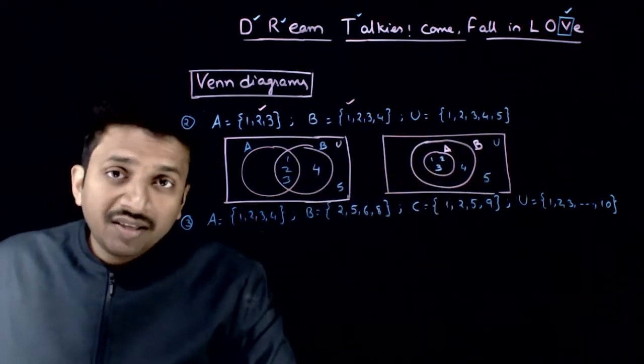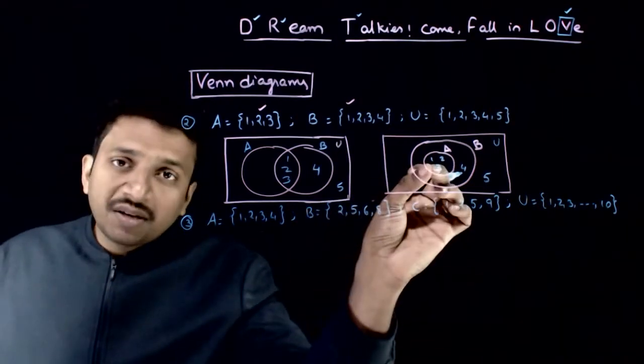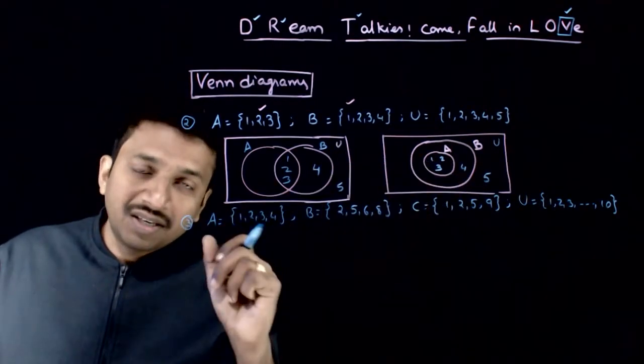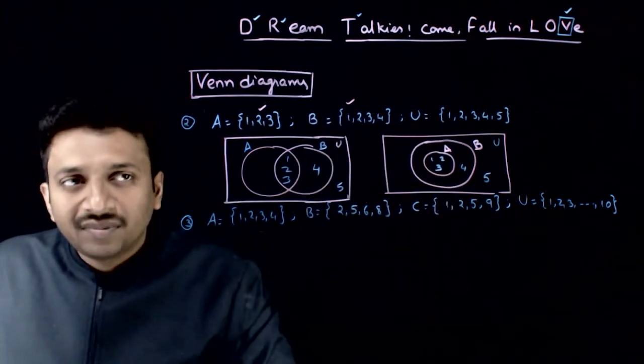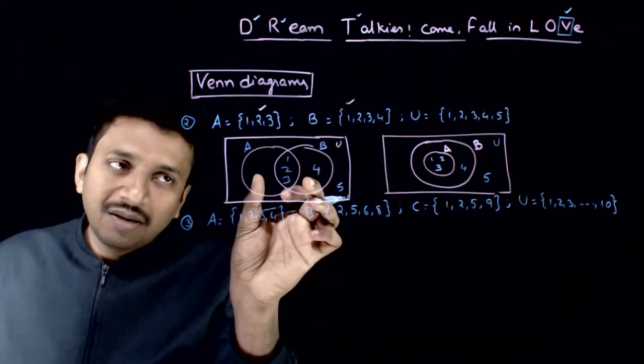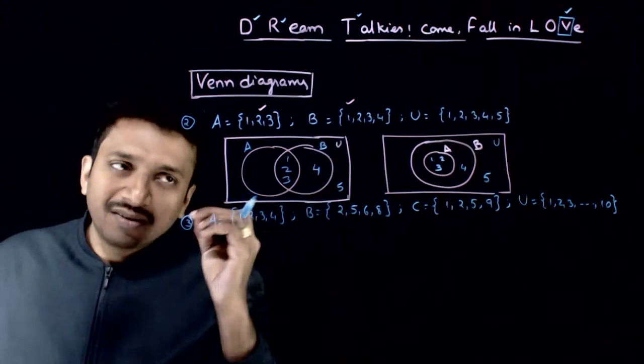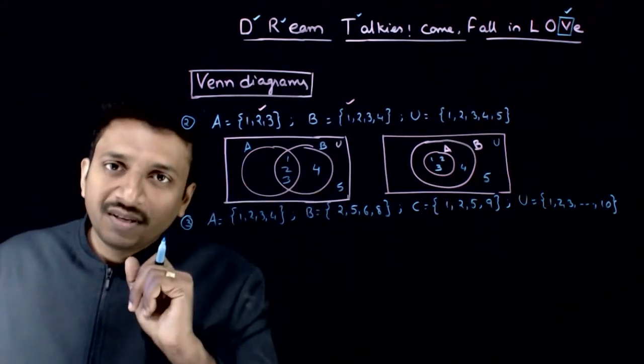So what have you learned in this question? Whenever a set is a subset of another set, we draw that set completely inside the other set. You can also draw it like the earlier way, but there it's not very clear that A is a subset of B.